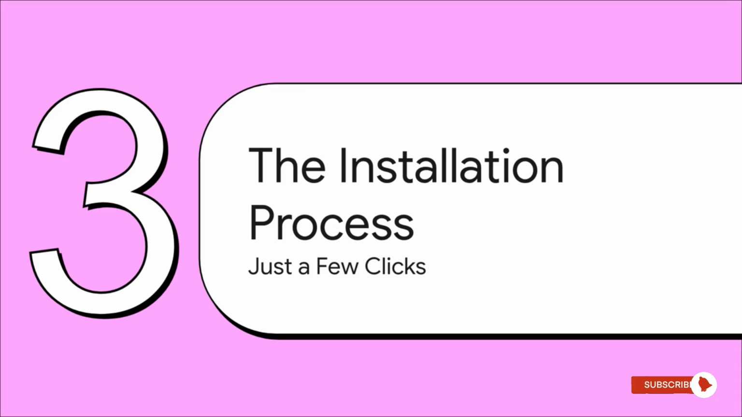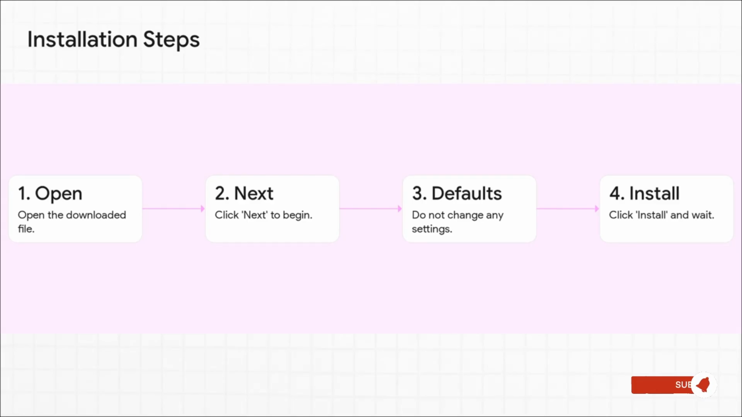Okay, we've got the file, now for the installation itself. And I've got great news for you. This part is ridiculously easy. Seriously, the whole process is basically just a few clicks. We're going to open the file, click Next, trust all the default settings, don't change a thing, and then hit Install. That's it. The computer does all the hard work.